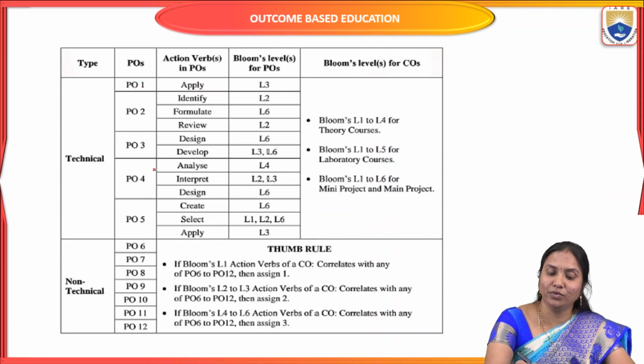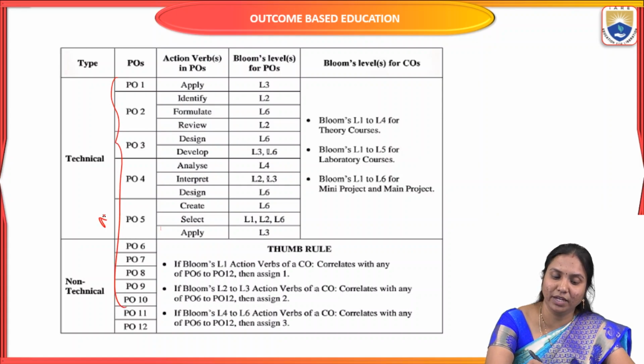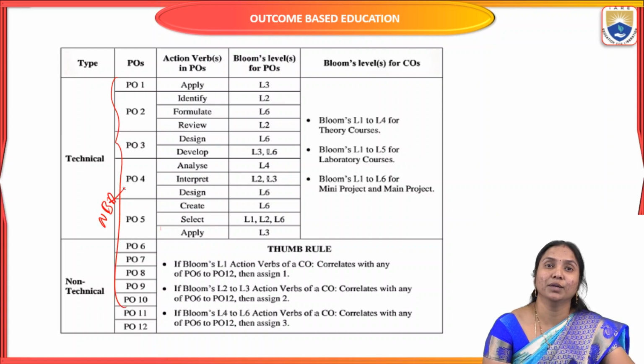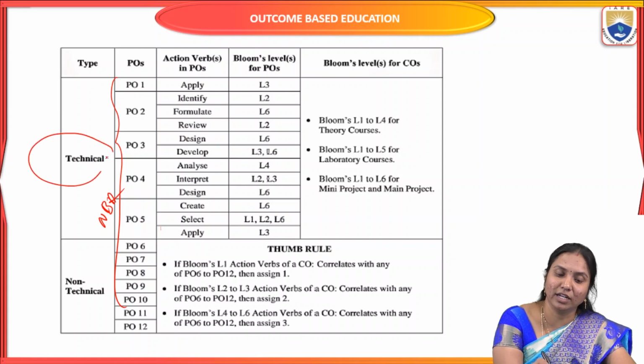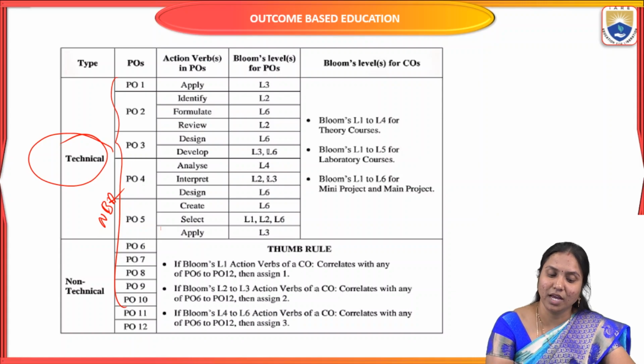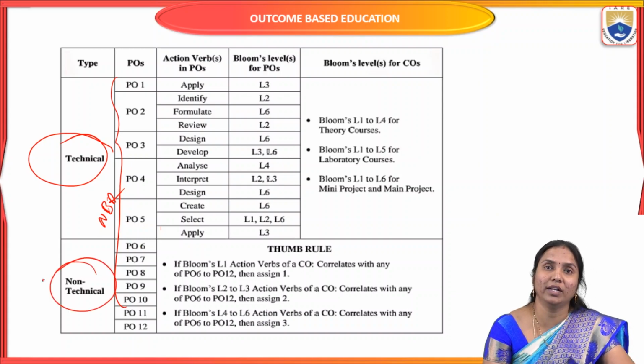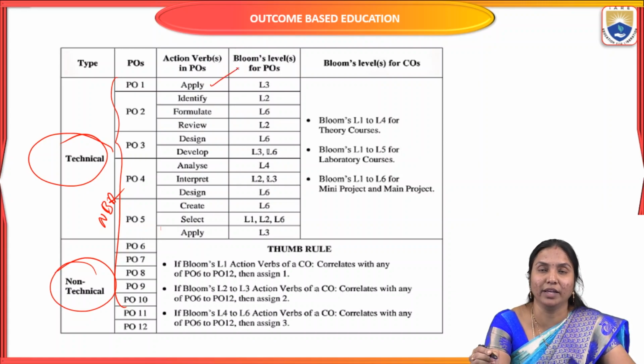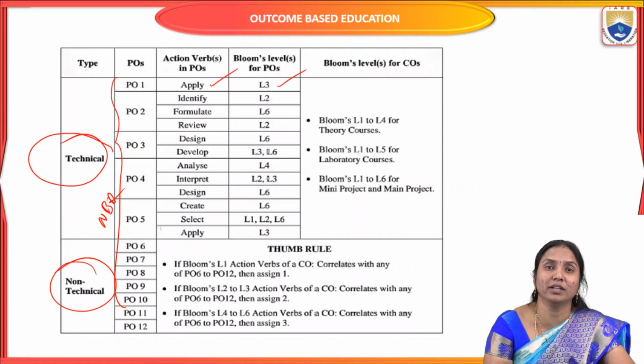Here there are 12 POs, defined by NBA. PO1 to PO6 are technical and PO6 to PO12 are non-technical. Generally in PO1 the action verb is apply and the level is L3. L3 means remember, understand, apply. There are 6 levels in Bloom's taxonomy: analyze, evaluate, create, etc. So apply is related to the L3 level.